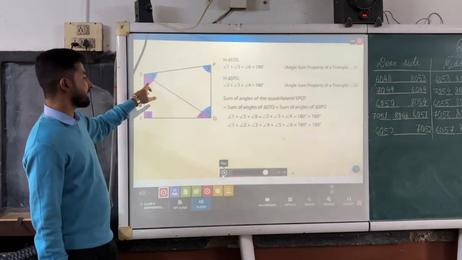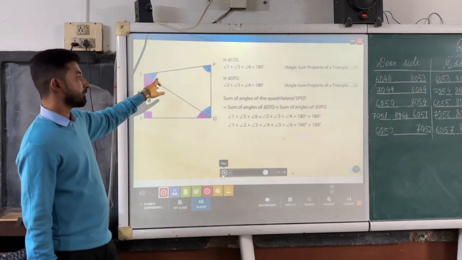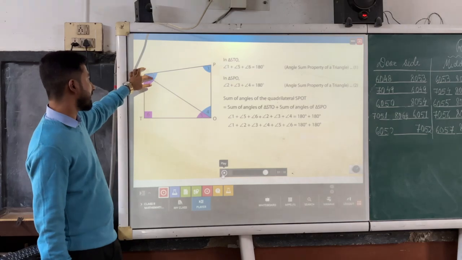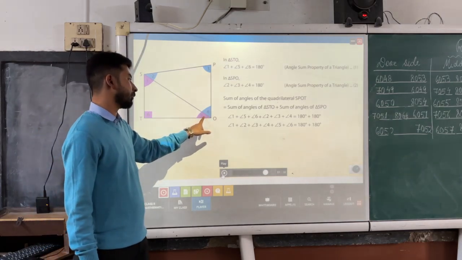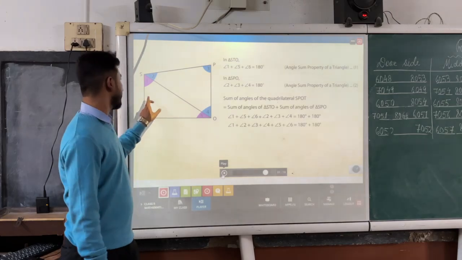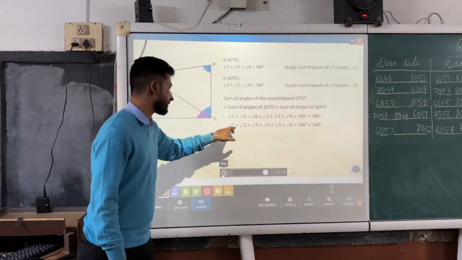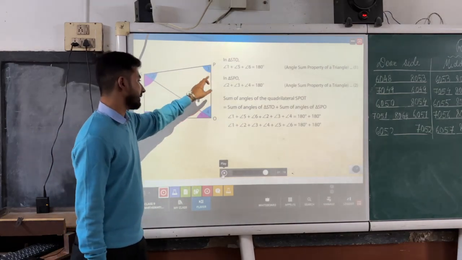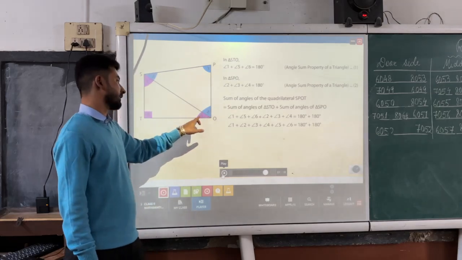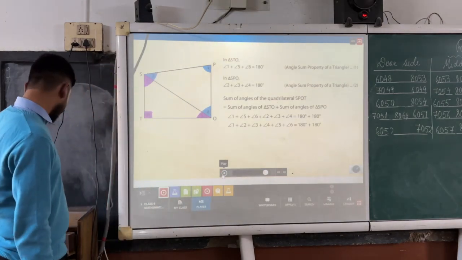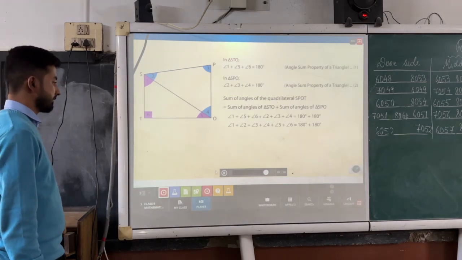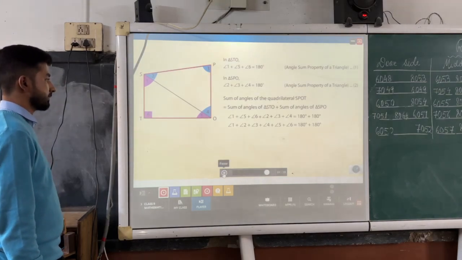Now let us add angle 1 and angle 2, because these two angles will make our interior angle of the quadrilateral. And similarly let us add angle 4 and angle 5. So angle 1 plus angle 2, then angle 3, then angle 4 plus angle 5, and then angle 6 is equal to 180 degrees plus 180 degrees. The sum of the angles of quadrilateral SPOT will be 360.